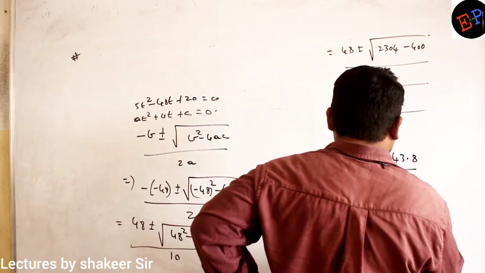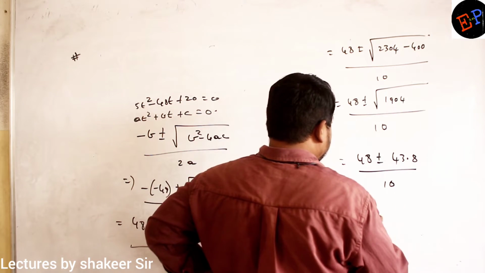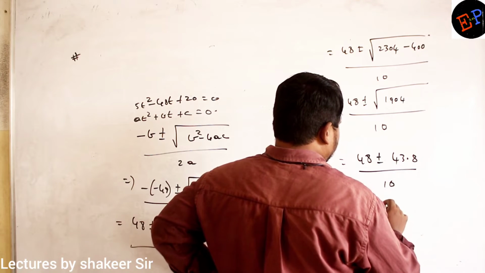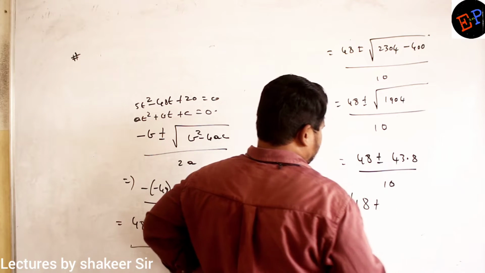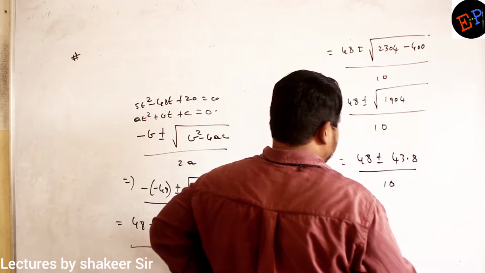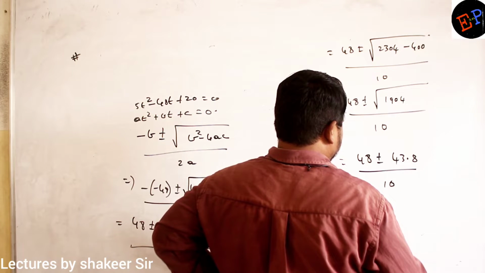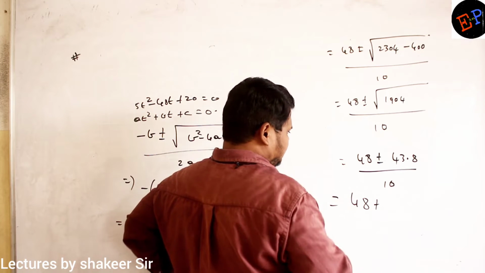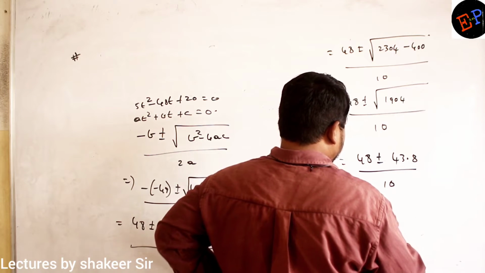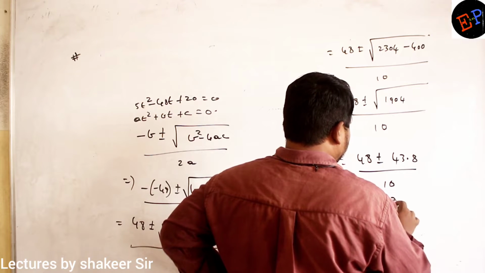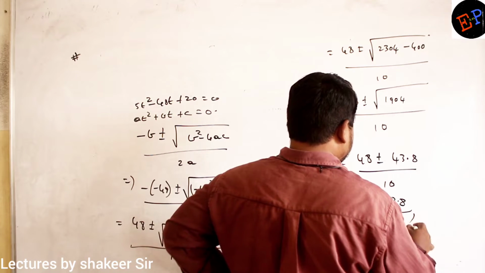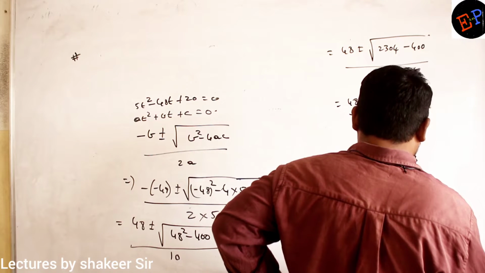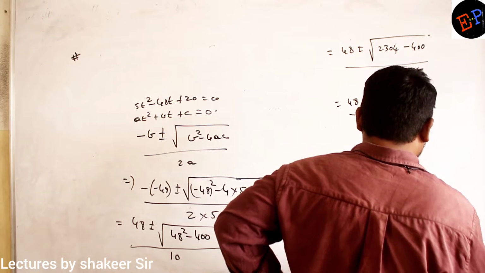Divided by 10. So we don't take the negative value, we take the positive value. The negative value is also positive only here, but any one value we have to take. So 48 plus 43.8 divided by 10 is one answer. So 48 minus 43.8 by 10 is another answer.